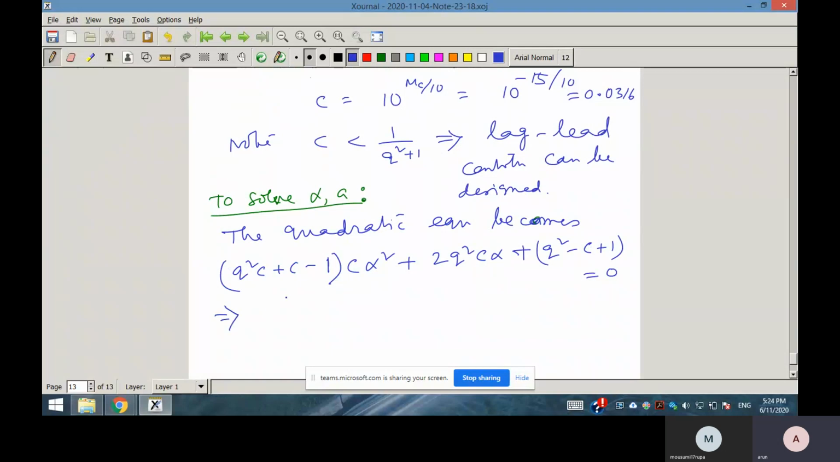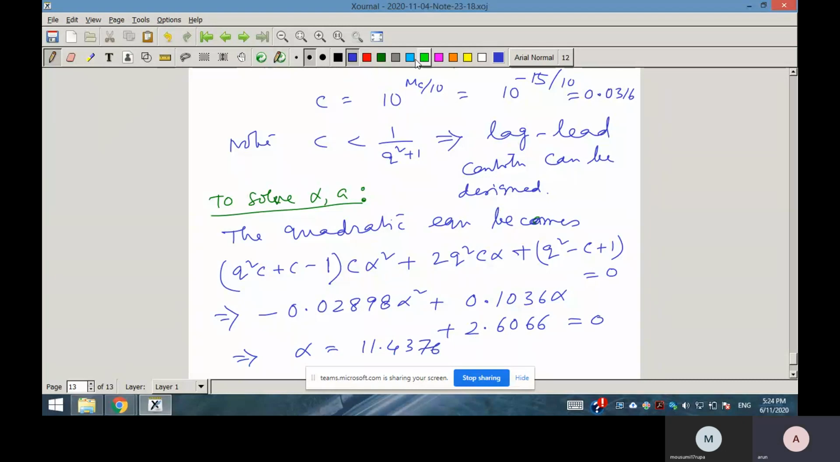So if you put in all the values of C and Q as shown above, then it will come out to be like this: minus 0.0282898, please check all these calculations, as I said before also, 0.1036 alpha plus 2.6066, this is equal to 0. So this will give you ultimately alpha equal to 11.4376. Okay, this is about your alpha.